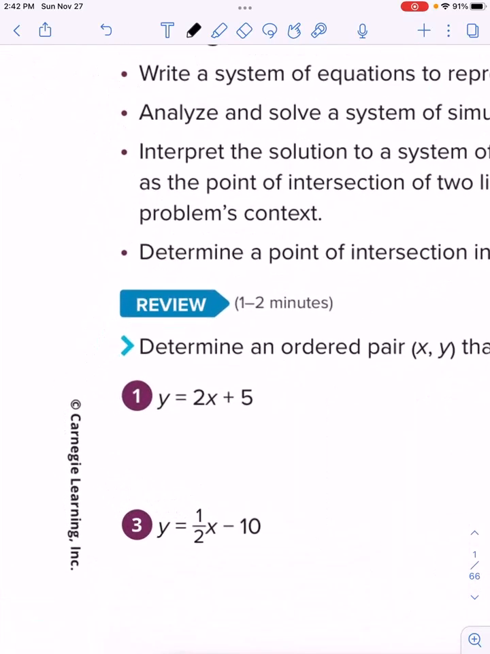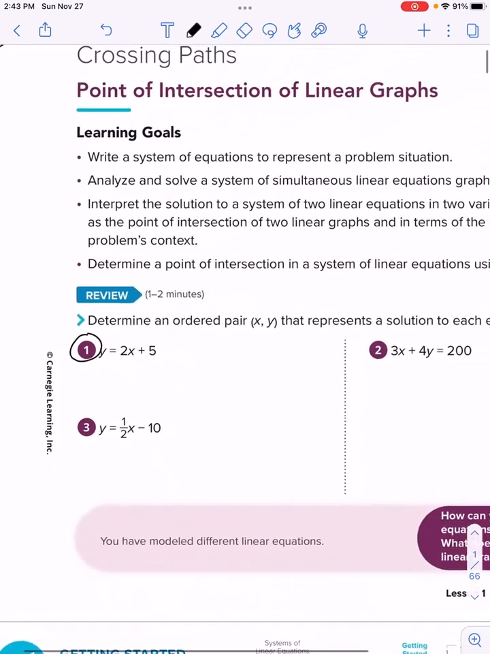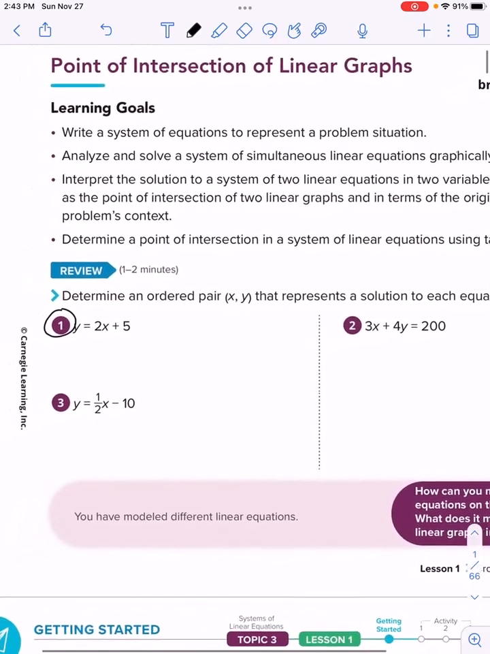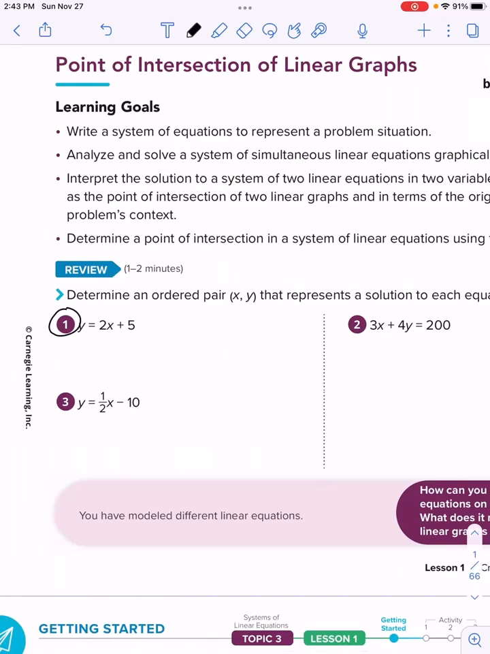We're just going to do one problem on the review. Let's do number one. We have the equation y equals 2x plus 5, and the directions tell us to determine an ordered pair x and y that represents a solution to each equation. To remind yourself, a solution is just a number or a set of numbers that make the equation true, or satisfies the equation. I'm going to give you an ordered pair of, let's say, 1 comma 7. I just made this up, but 1 represents the x value, and 7 represents the y value.